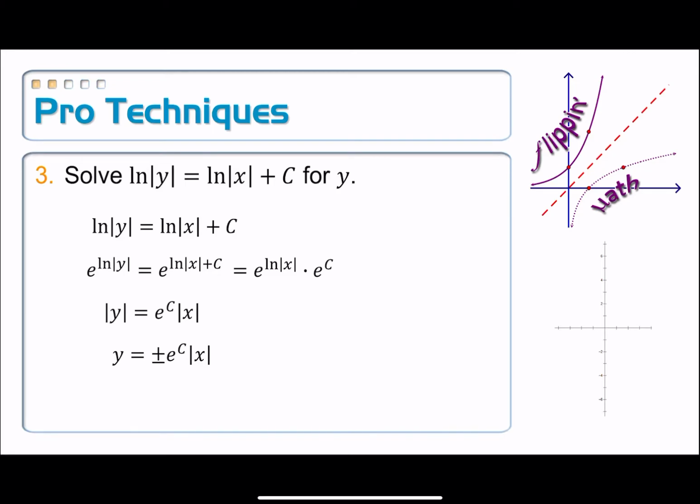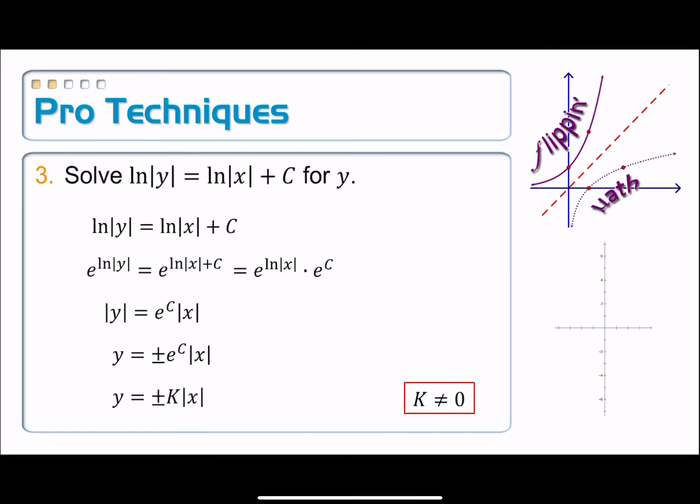And then usually I think of this e to the c as just some sort of constant. So I can take that out and then I can replace it with, I don't know, another constant, which I will call k. All right, I have to make note that k cannot be equal to 0, because if k was equal to 0, I would have y is equal to 0 times the absolute value of x, which means that y is equal to 0.